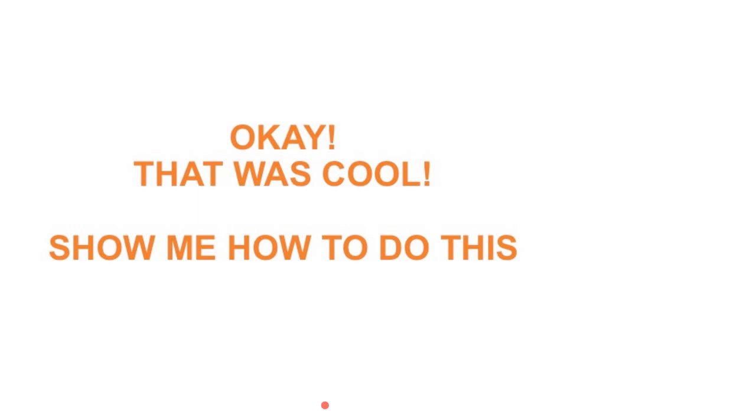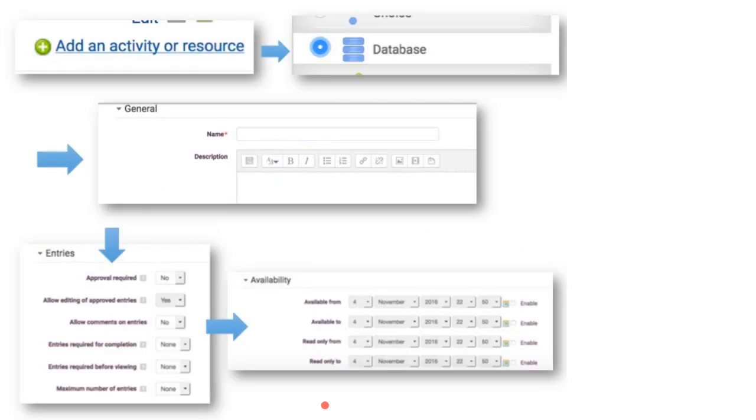Awesome. Wonderful. So let me show you how to do this. The database activity is, of course, an activity that you will select from the Add an Activity menu. So you would click on Add an Activity or Resource, select Database from the list. And this is part of Moodle's out of the box. This is not a plugin you have to go and install from anywhere. Okay, this is part of Moodle.